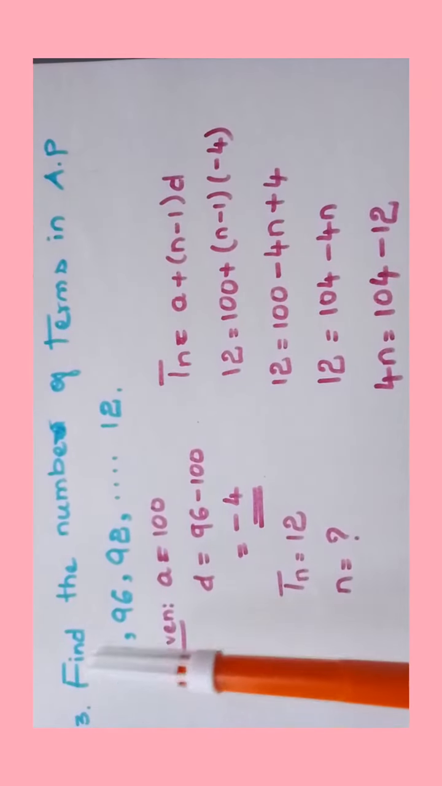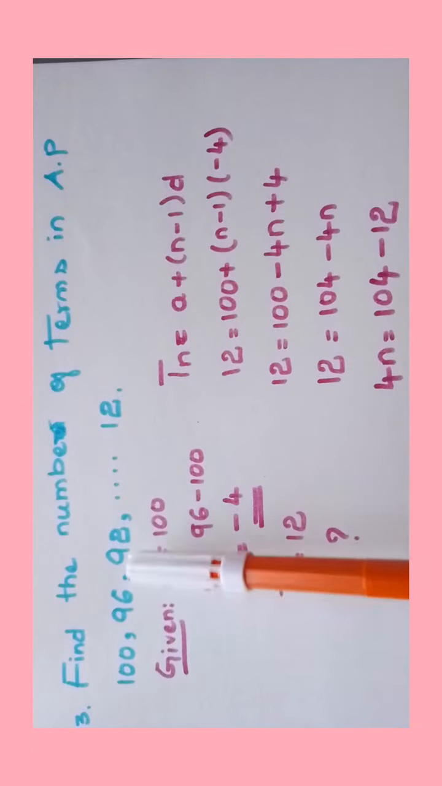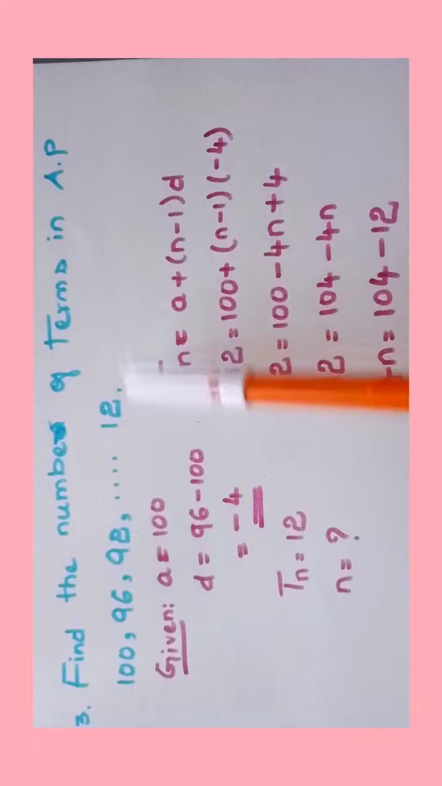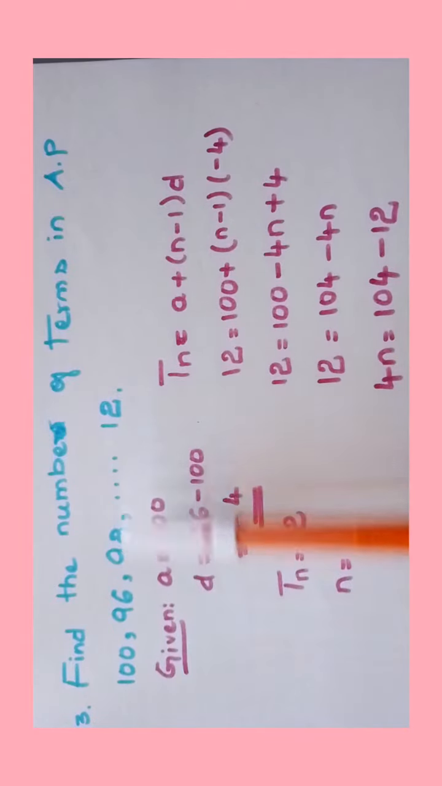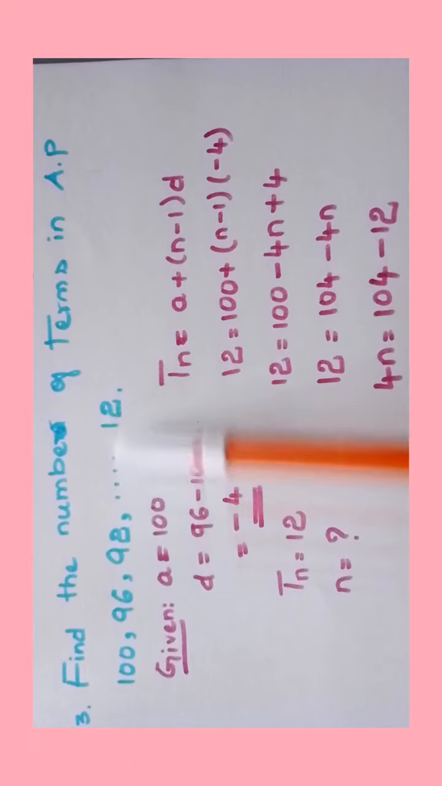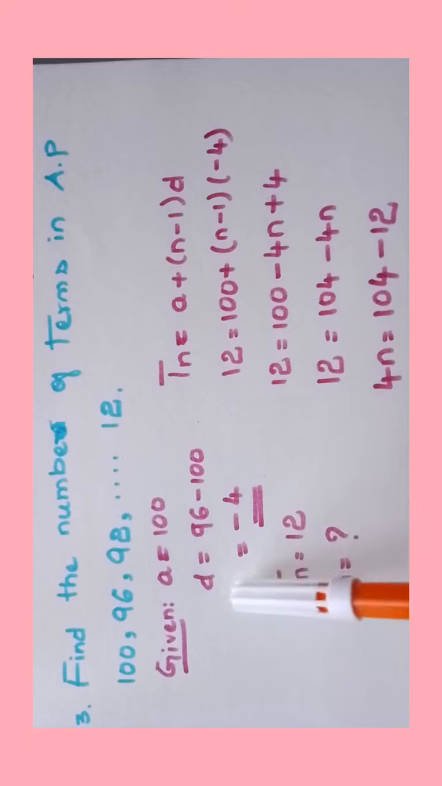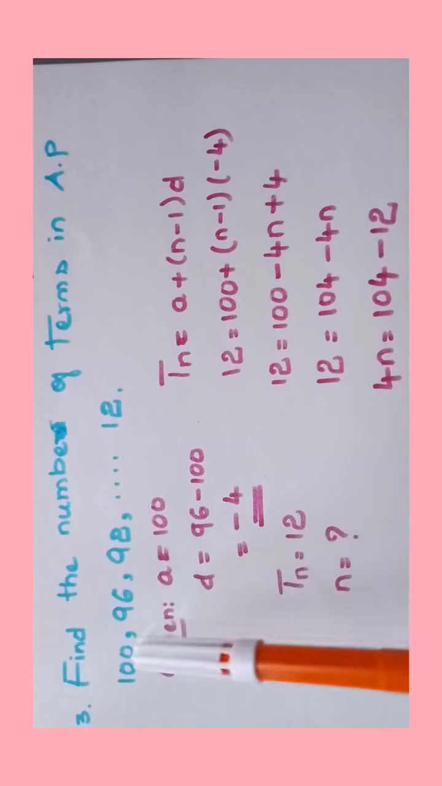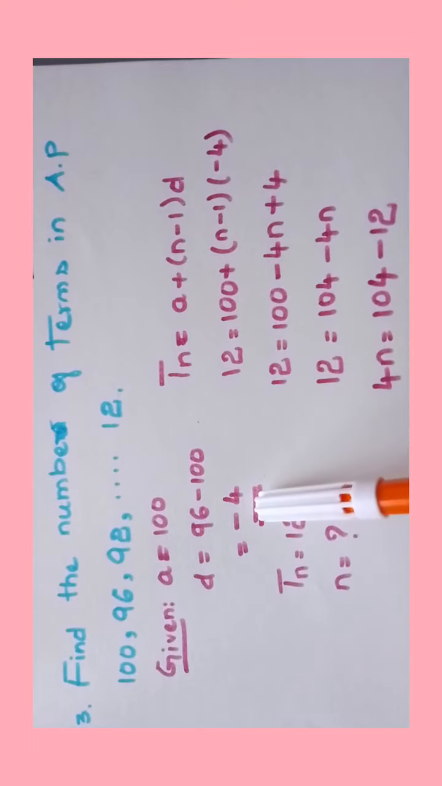Okay. Find the number of terms in the AP: 100, 96, 92, up to 12. We have to find out the number of terms in the AP series, the progression, which is given here. So A value is 100. D, let us find out the common difference. 96 minus 100 is minus 4.